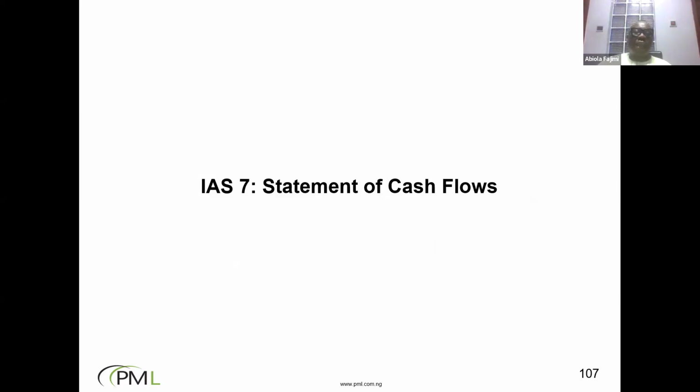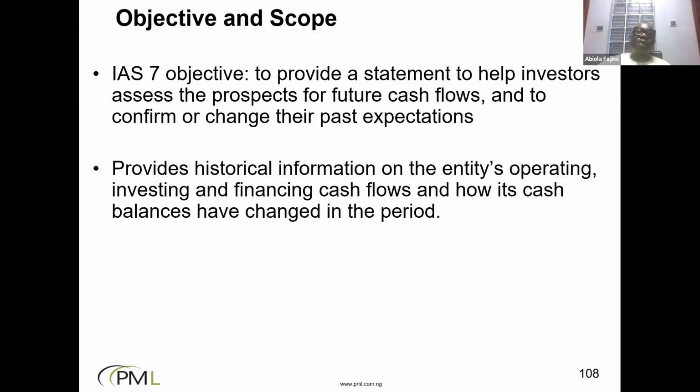For your statement of cash flow, IAS 7, the objective is to provide a statement to help investors assess the prospect of future cash flow. It's for you to be able to assess your cash flow and what you think it will be in the future, and to confirm or change their past expectations, so that when you are looking at the financial statement, you have an idea of what has been the cash flow performance of this business. It gives information about your operating, investing, and financing cash flows and how they have been changing over time, so that you can understand it when you are reviewing the financial statement.